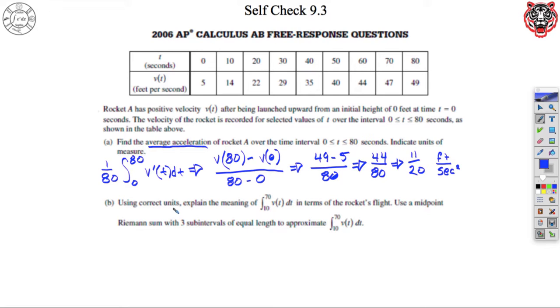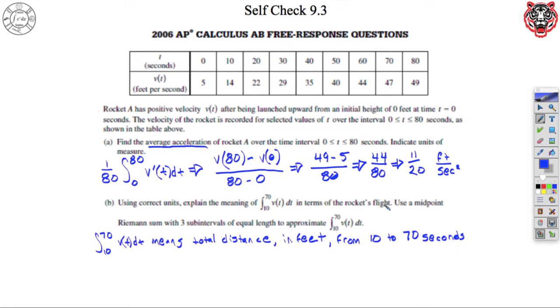Using correct units, explain the meaning of this thing. So the integral between 10 and 70 of v of t, the velocity function, dt. What does that mean? If we're going backwards from velocity, we go to position. So this is the total change in position, or the total distance. It means total distance. Our units here, when we take the integral of velocity, we go back to feet, so in feet. And that's from 10 to 70 seconds.